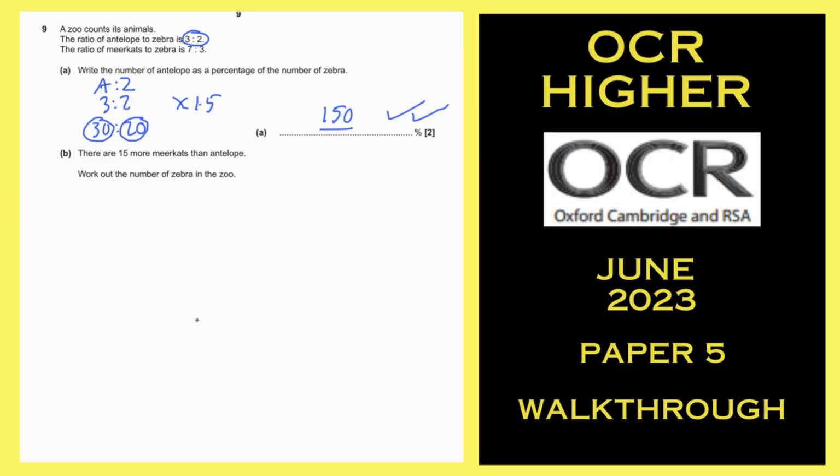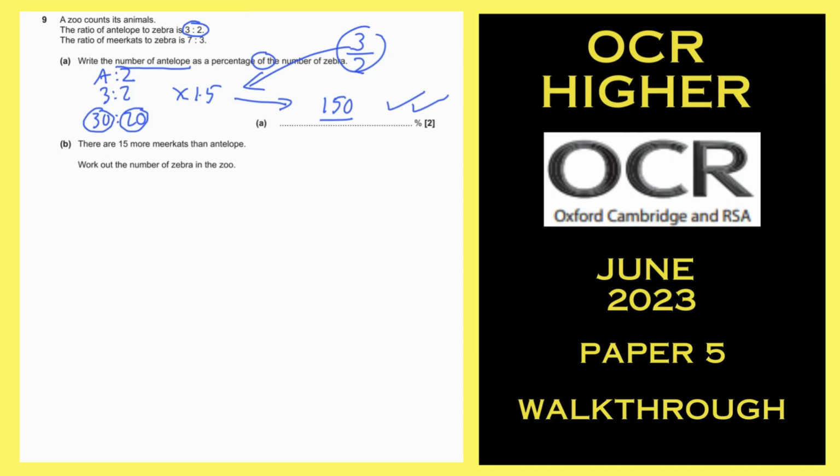And another way of looking at it is to say number of antelope, which is 3, as a percentage of, means out of or over, is 3 over 2. And yep, that's another way of getting your 1.5, which again becomes your 150%. But not a fan, got to be honest. Bit more of a fan of B.